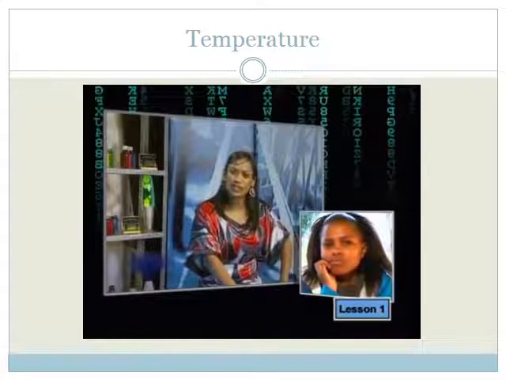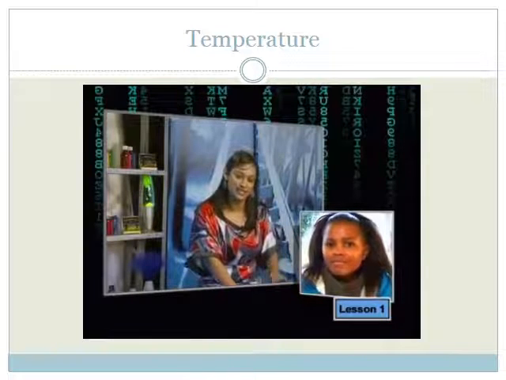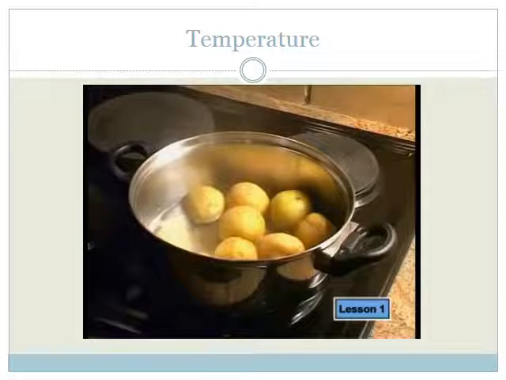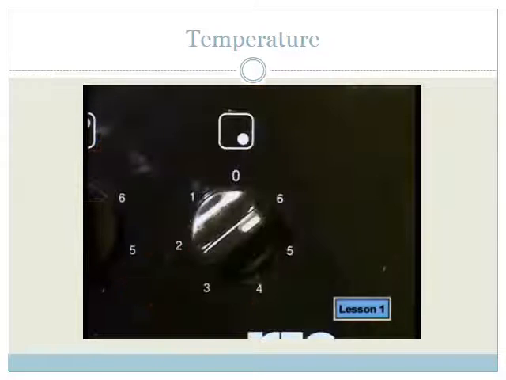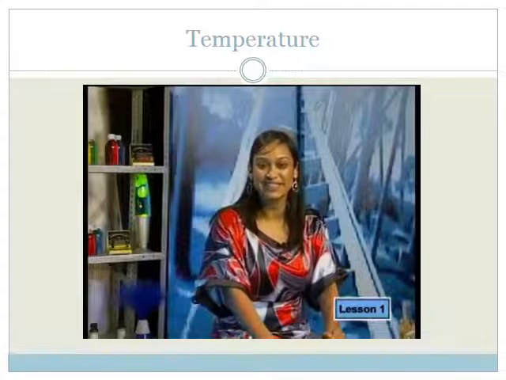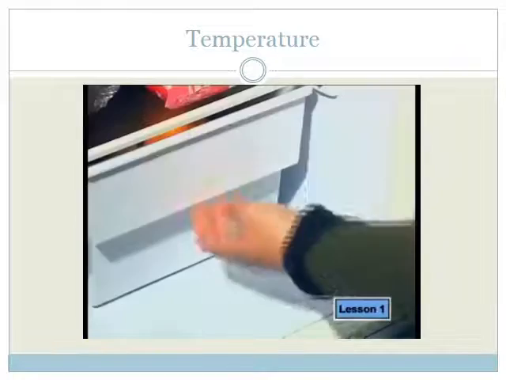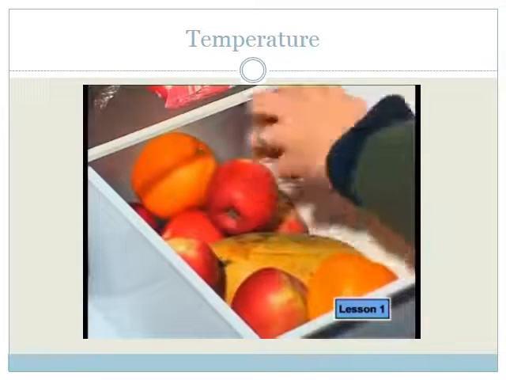Can you think of an everyday reaction where temperature affects the reaction rate? What about cooking? When you want potatoes to cook faster, you increase the temperature. Good. Here's another food-related example. Fruit rots quicker in warmer conditions than in cooler places like the fridge.